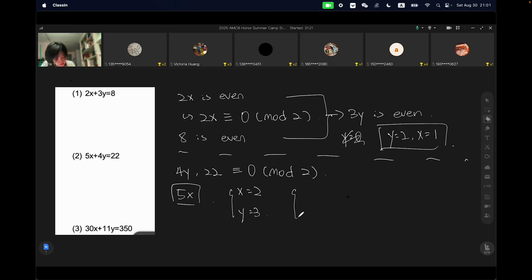And then the next would be x equals 4, but then we find out that y would not be an integer in this equation, so that is not true, and we only have one solution for this problem, and that would be x equals 2 and y equals 3.